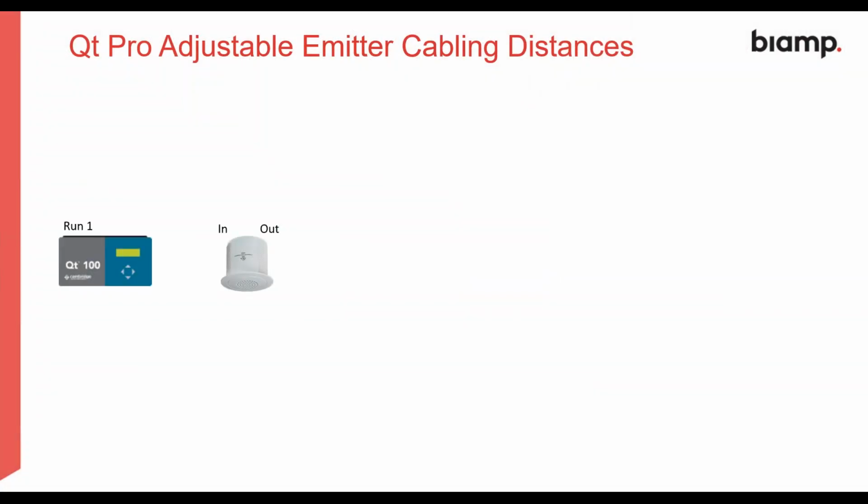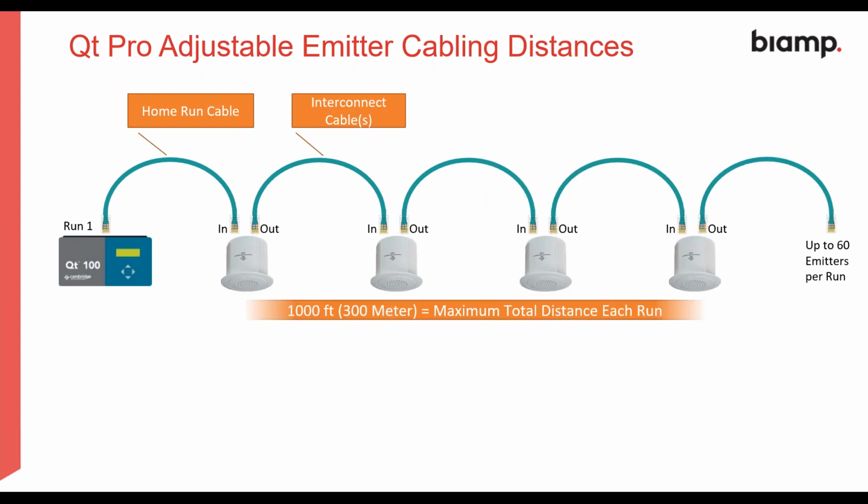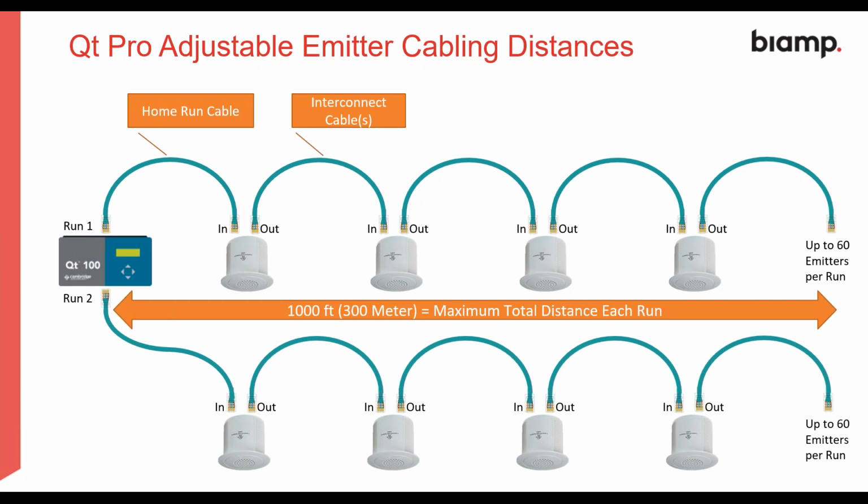Cable distances, or maximum cable distances. With the standard emitters, we have a total distance of 300 meters or 1,000 feet, or 330 meters to be exact, and that is per run. So out of each run, you can have the same. So in total, you can have, like I said, 120 emitters of 300 meters each way.